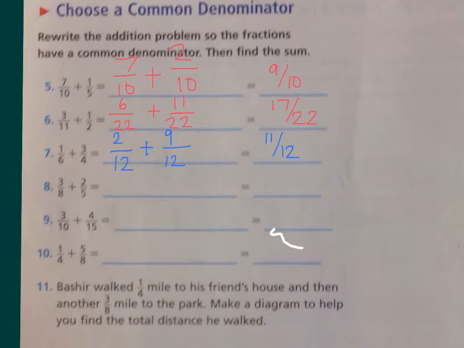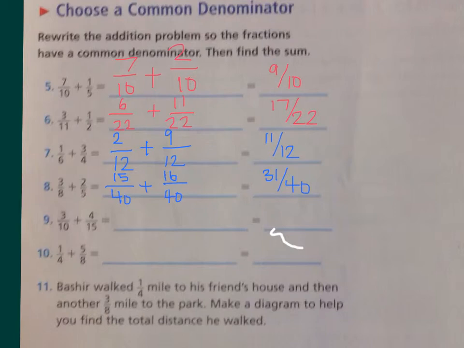3/8 and 2/5. What's the first number that comes to your mind? 40. Is there anything smaller, do you think? Just think about 8s. Think of your multiples of 8. Nothing other than 40. 40 is going to be your least common denominator. So 8 times 5 is 40, 3 times 5 is 15, plus 40 on the bottom. I had to multiply by 8, so 2 times 8 is 16, which is going to give me 31/40.